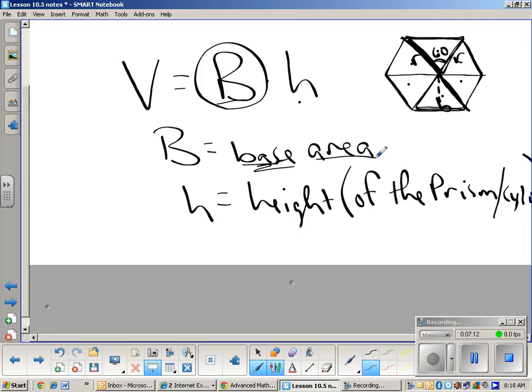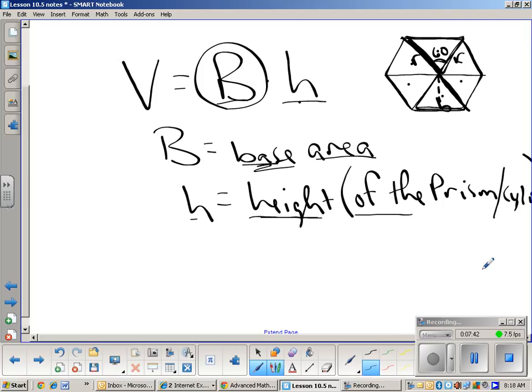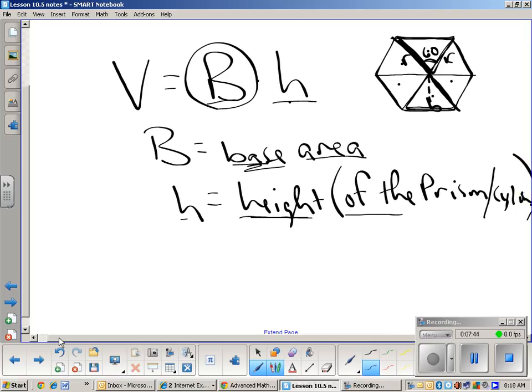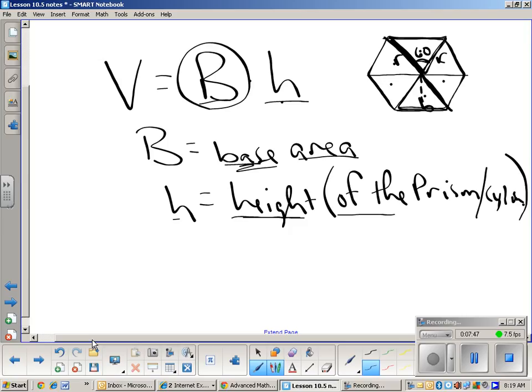That gets confusing. The height gets confusing because when you're looking for the area of the base, sometimes you have a side called the height of that base, don't you? Then you have a side called the base of that base. And so we're using height and base 2 different ways. Make sure you understand what you're looking at. This H in this formula right here stands for the height of the prism or the cylinder. Make sure you understand what it stands for.